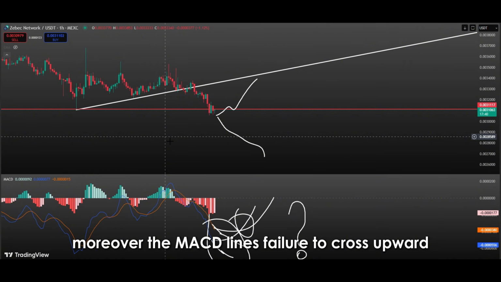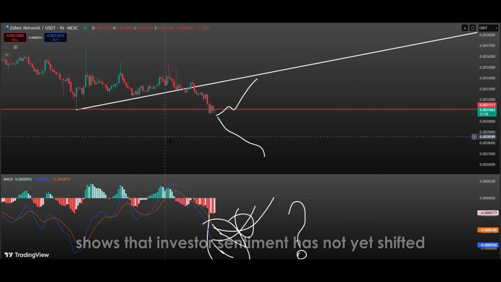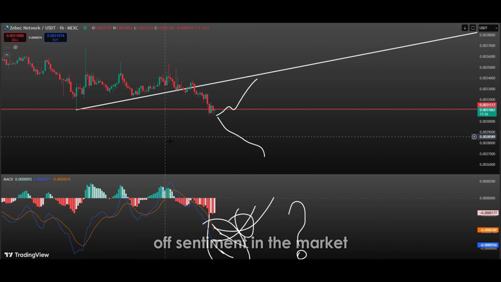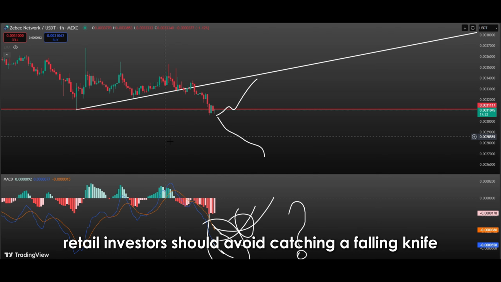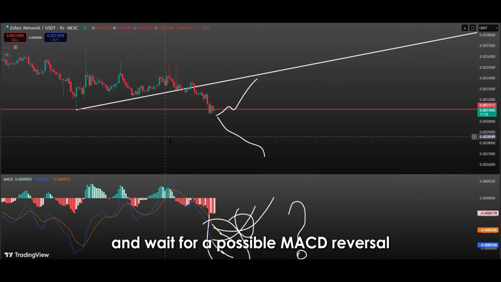Moreover, the MACD line's failure to cross upward not only signals that the current downtrend will continue, but also shows that investor sentiment has not yet shifted. There may still be a prevailing risk-off sentiment in the market. This suggests that larger investors may still be staying out of the market or maintaining short positions. As a result, retail investors should avoid catching a falling knife. At this point, investors should remain patient and wait for a possible MACD reversal.